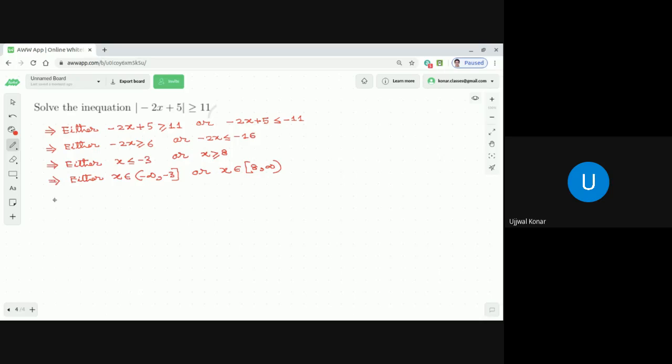Now, as I said in the beginning of the classes earlier, or means it is a union sign. That implies x belongs to the open interval minus infinity to minus 3 union 8 to infinity. And this is the solution. Now I hope, Mohor, you understand exactly where things went wrong. Correct? Yes, I am.